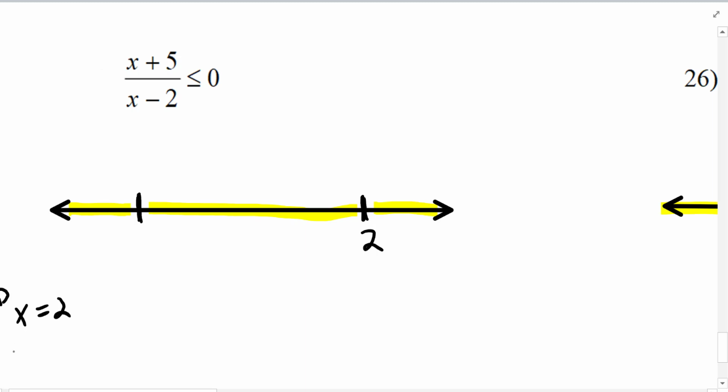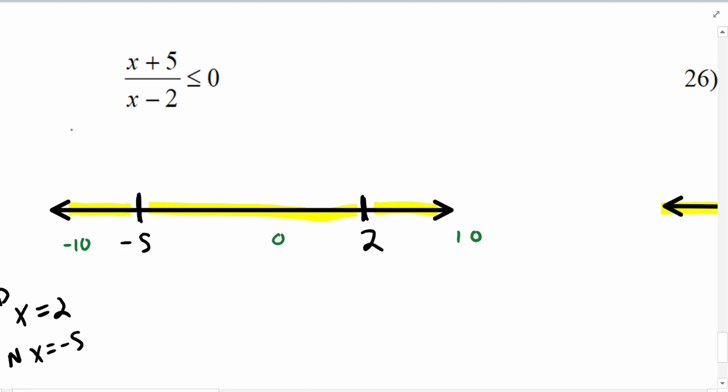And you figure out what zeroes out the numerator. So this is the denominator, here's the numerator. Well, x would have to be -5. So where x is equal to -5. And then you just find your intervals to see which one makes the statement true. So I'm going to pick -10, 0, +10, and I'm going to make it easy.